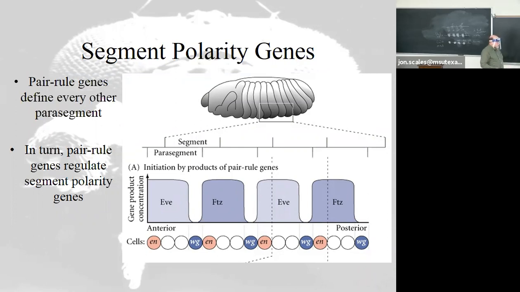that is going to express wingless, the gene wingless. And the cell immediately posterior to it is going to express the gene engrailed. Okay, so wingless we've heard of before when we talked about signaling pathways. Wingless is the fruit fly version of the gene we call Wnt.